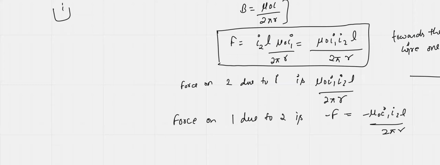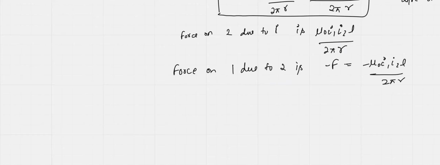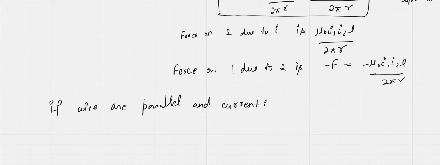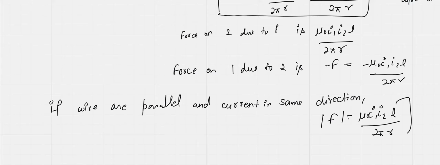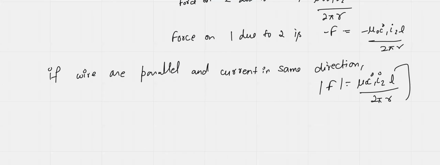Okay, so the point you can note down is: if wires are parallel and current is in the same direction, then the magnitude of F will come out as mu naught I1 I2 L divided by 2 pi r. That's the one thing you are going to get. In this case, the nature of the force is attractive. They will attract.